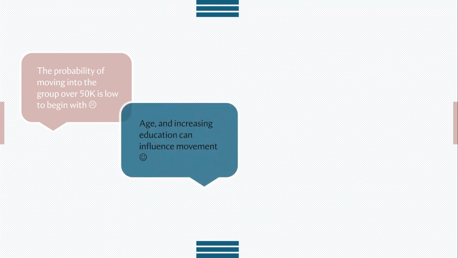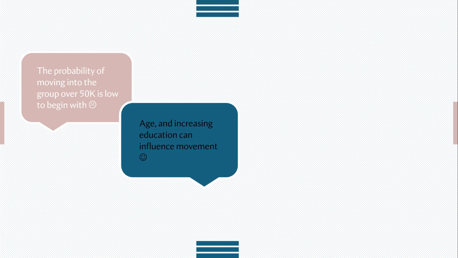As we just saw, the probability of moving into the group over 50,000 a year is pretty low, which is discouraging. That could be discouraging to students, and the Pathways organization can inform students that this is the distribution. However, there are ways that you can increase your chances of moving from that below $50,000 a year to that above $50,000 a year bracket. And that's by magically aging. So as you age, your money just magically increases.